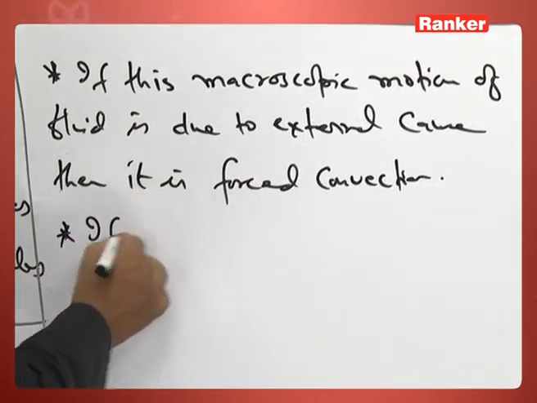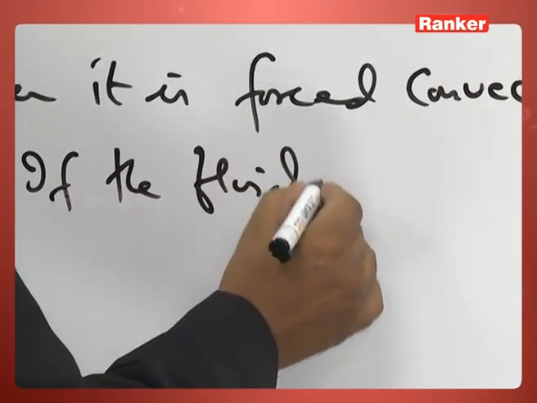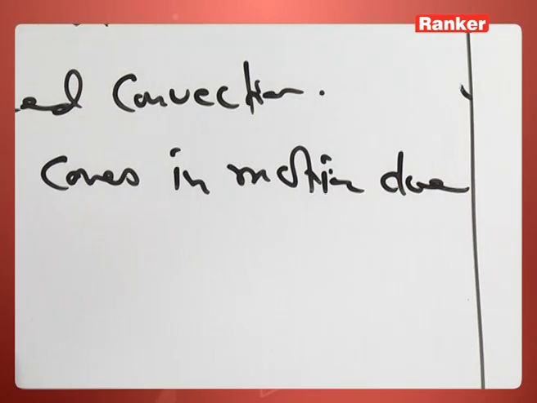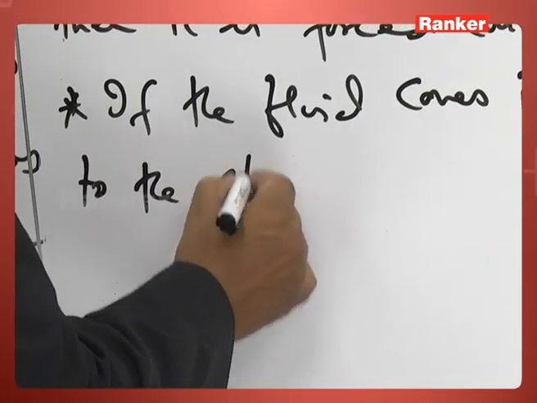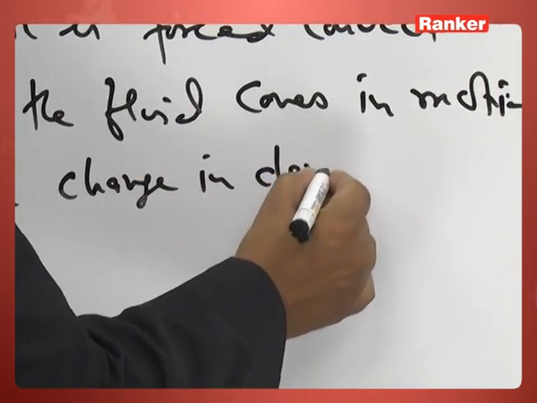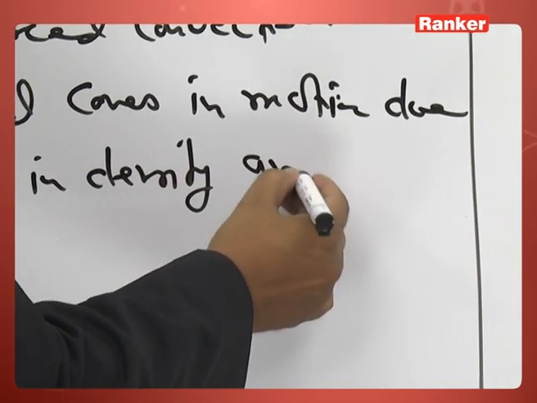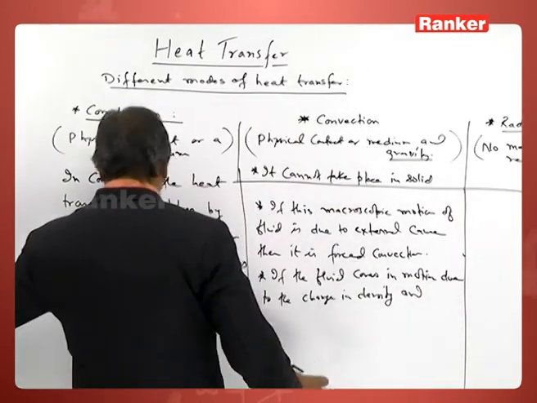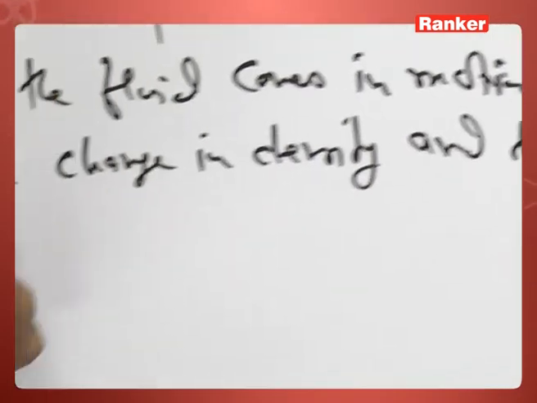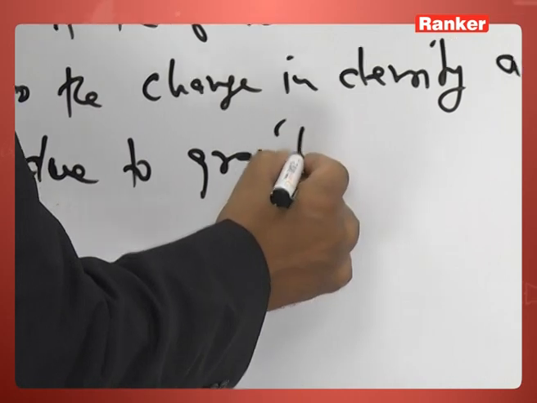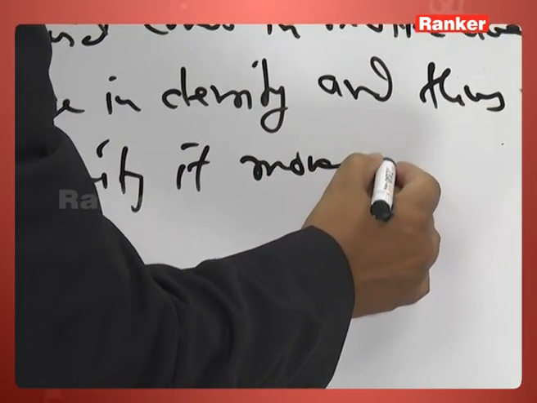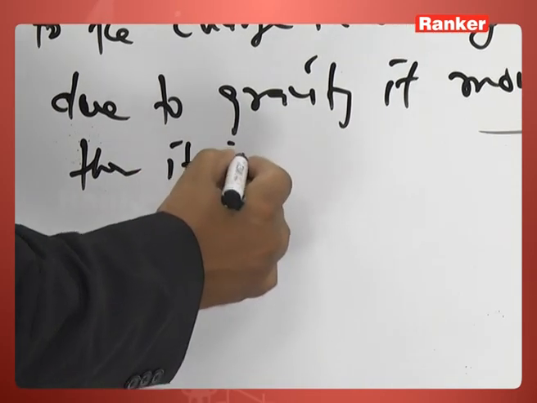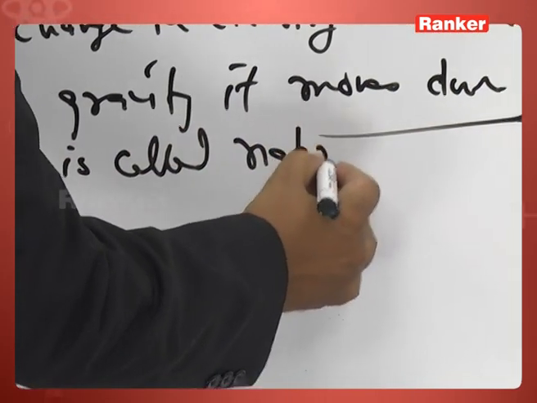Now, if the fluid comes into motion due to a change in density and due to gravity, and thus it moves down depending on in which direction gravity is acting, then it is called natural convection.